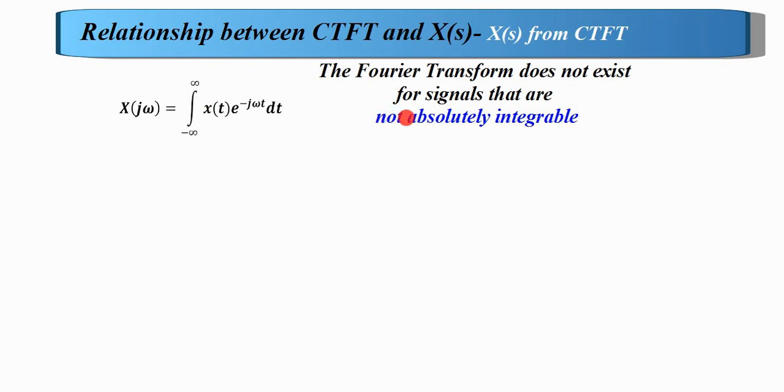If the signals are not absolutely integrable, we cannot find the Fourier transform. In simple words, or in mathematical terms, you can say that the signal, modulus of x of t, should be absolutely integrable. Means we need to integrate. If you integrate from minus infinity to infinity, that signal x of t, the answer should be less than infinity. So then only we can find the Fourier transform by using this equation.